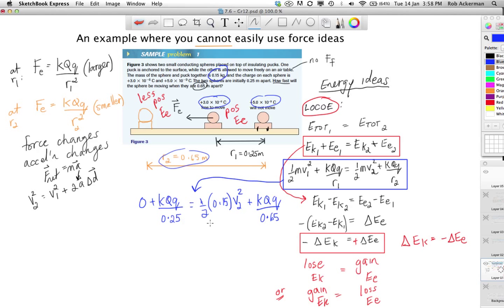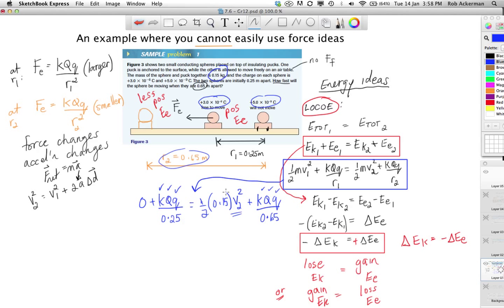Now, I've left out the K and the Q because with scientific notation, I'm going to run out of room here. But I think you are going to be able to solve this because you know these three numbers, and so it shouldn't be too hard to solve for V2, the final speed. Even if you get stuck, you can take a look at how the textbook does it. I just wanted to show you where everything's coming from.